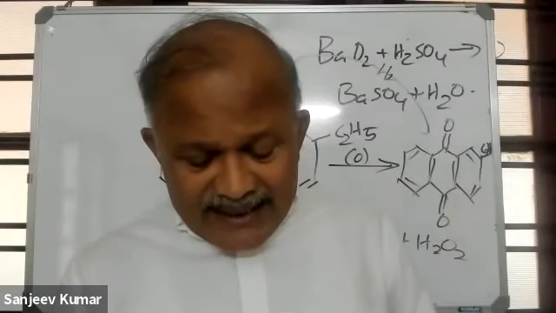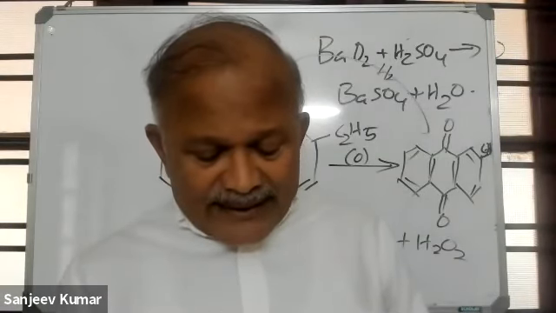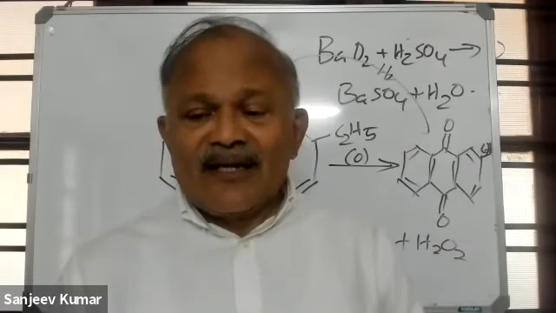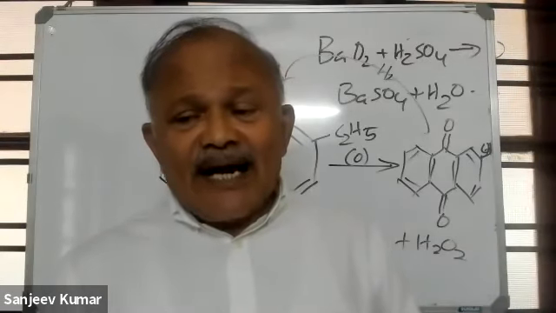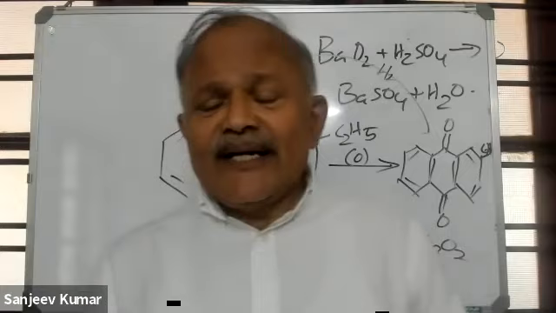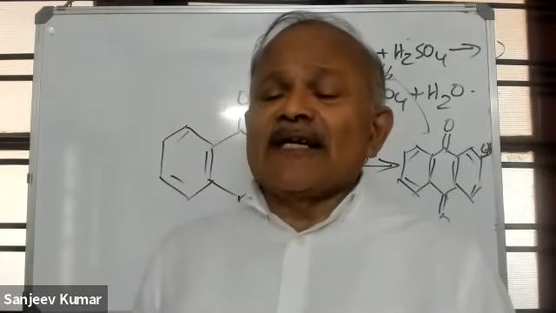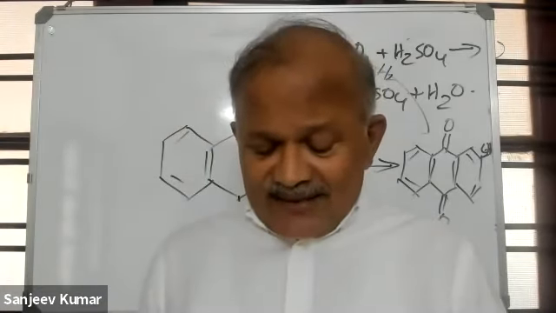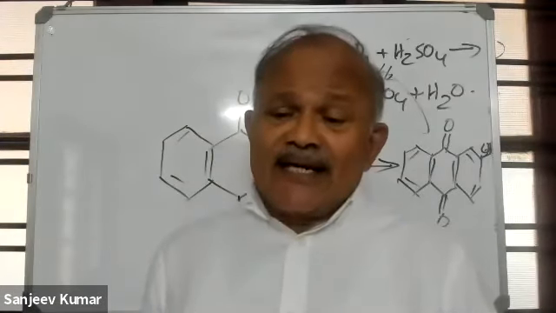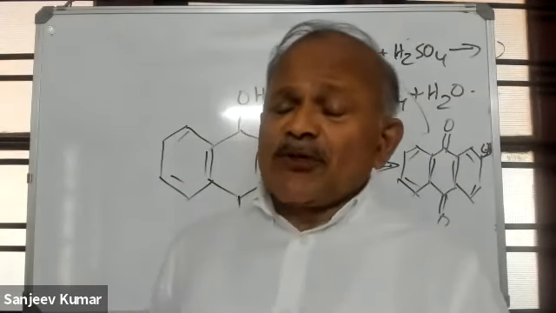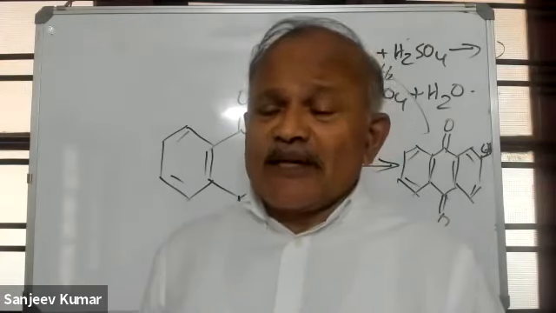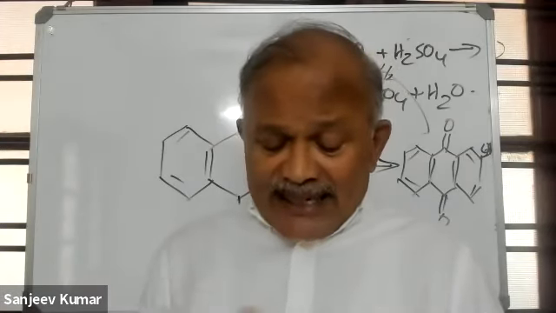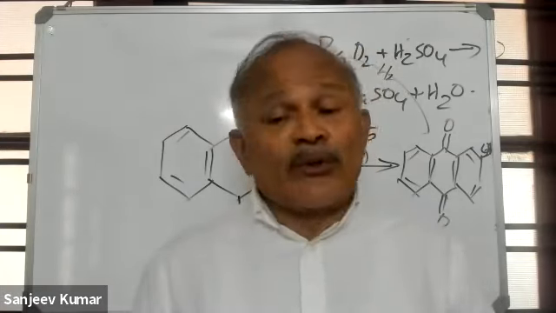The oxide that gives hydrogen peroxide on treatment with dilute acid. We have already mentioned that hydrogen peroxide can be prepared by any peroxide when treated with dilute acid. That is sodium peroxide, Na2O2 plus H2SO4 gives Na2SO4 plus H2O2. Here the answer is Na2O2.